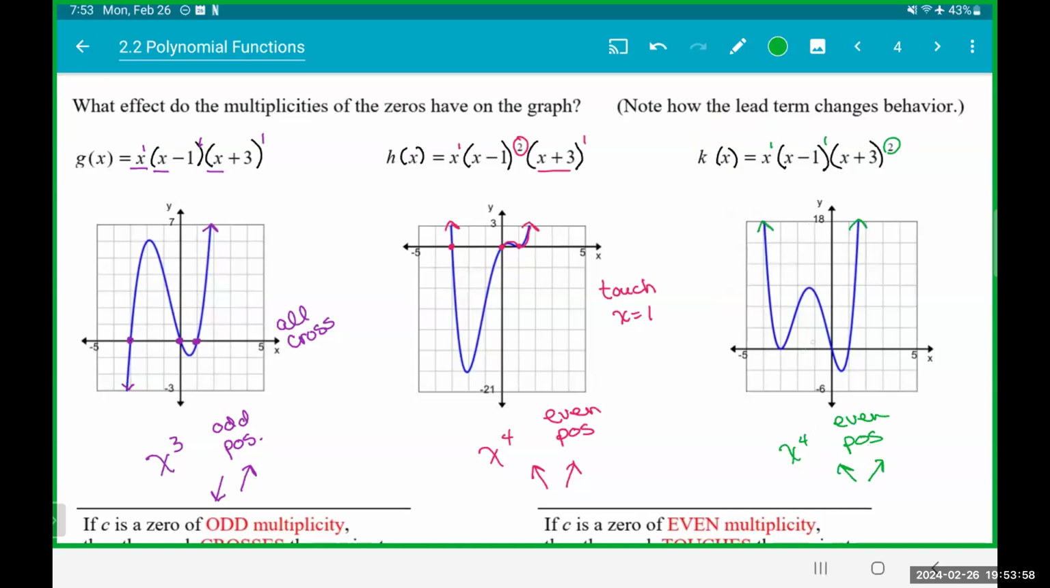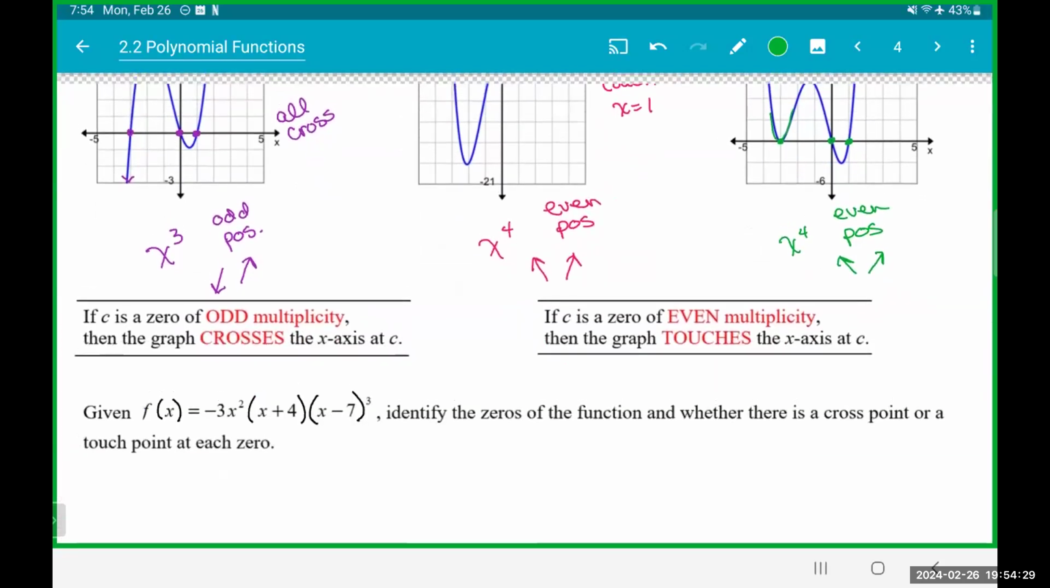But now at x equal to 0, we have that 0. If x is +1, that equals 0. And if x is -3, it equals 0. But x equal to 3 is the one that has the even exponent. So you'll see that it comes in and it touches and it goes back. It doesn't actually cross the x-axis there.